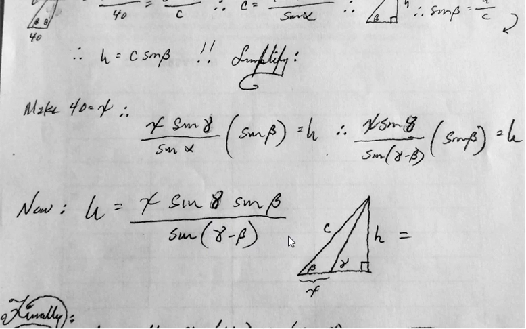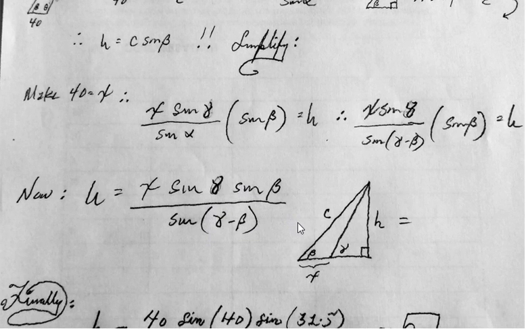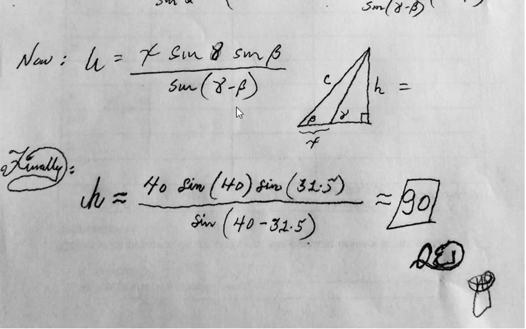Okay, so now here are the requisite parts of our triangle. We knew we needed the height. We do have beta, we do have gamma, and we do have X. So if we plug those in, we wind up with 40 times the sine of 40 times the sine of 31.5 divided by the sine of 40 minus 31.5, and that will give us the answer 90. So there's quod erat demonstrandum.